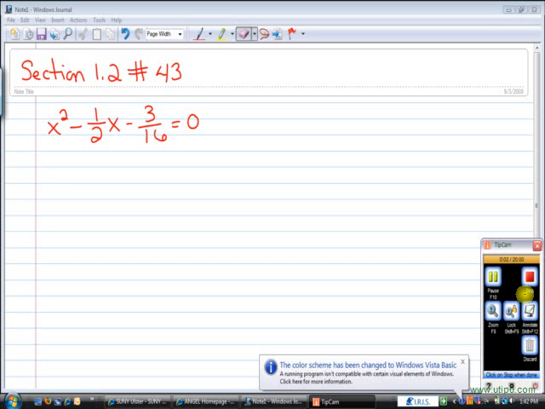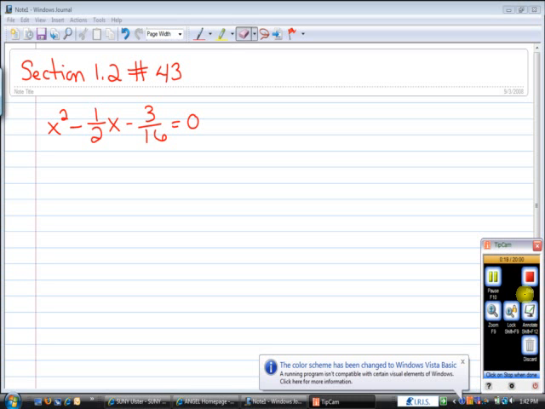Okay, so you told me in an email yesterday that you were having a hard time with completing the square, and don't feel badly, a lot of people do. I picked section 1.2 number 43 to go through with you, and maybe we can work out some of the problems and misunderstandings you have with completing the square.